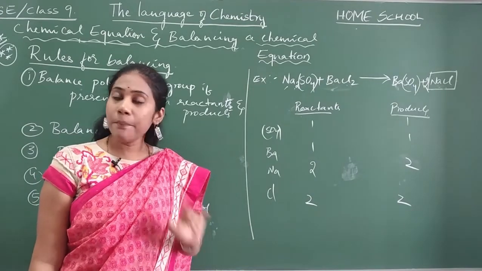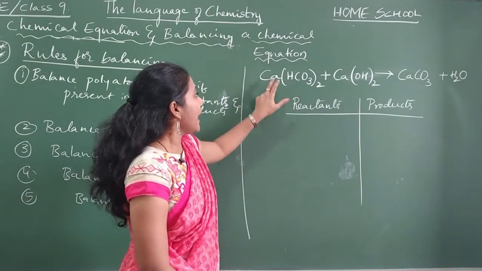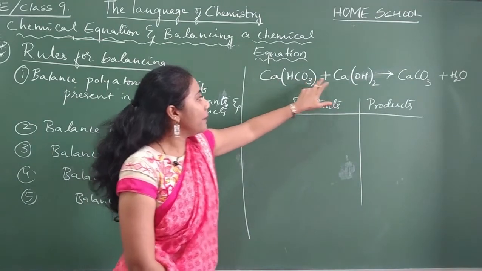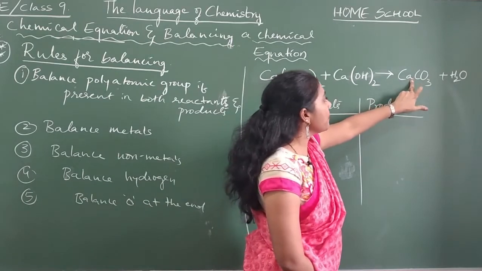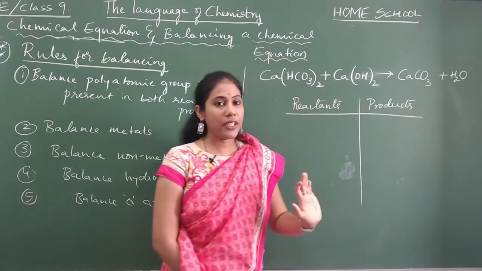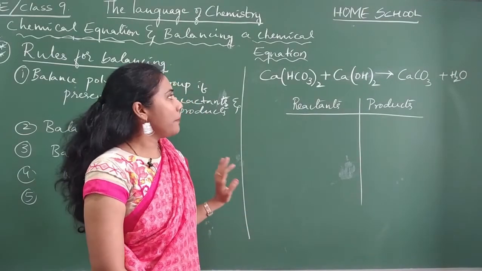And let us see some more examples for balancing. Coming to the next example, guys. Calcium bicarbonate combines with calcium hydroxide and it will give you calcium carbonate plus water. So this is the equation, where definitely it is not balanced.